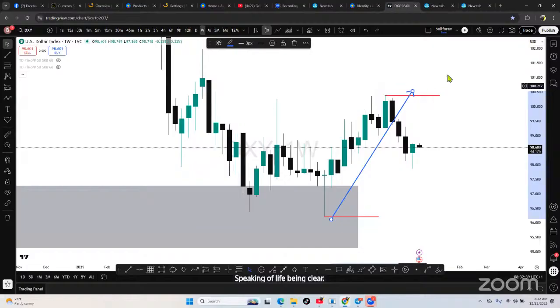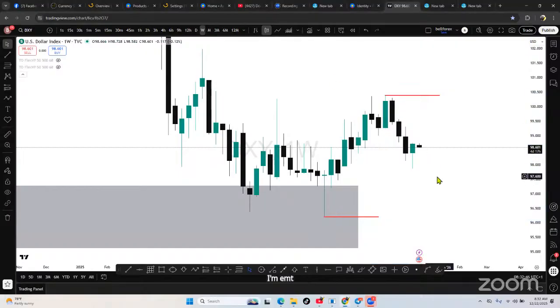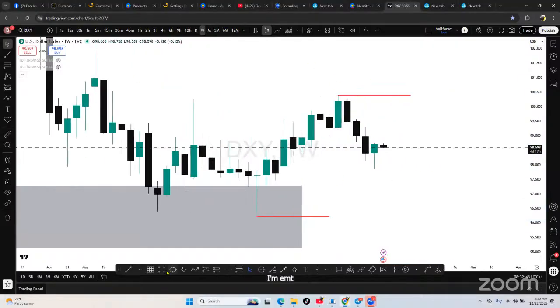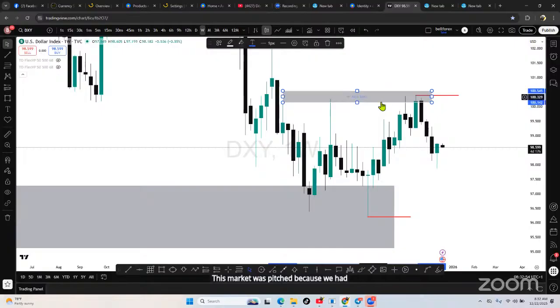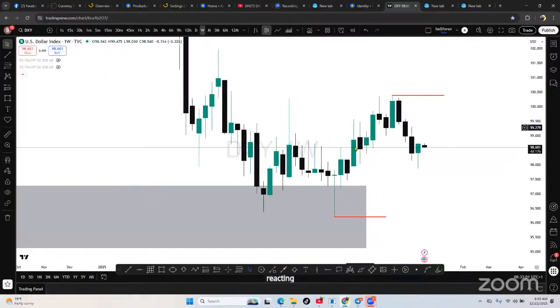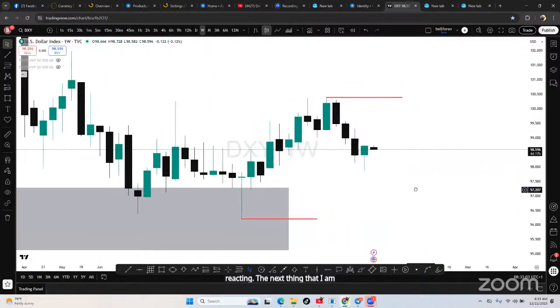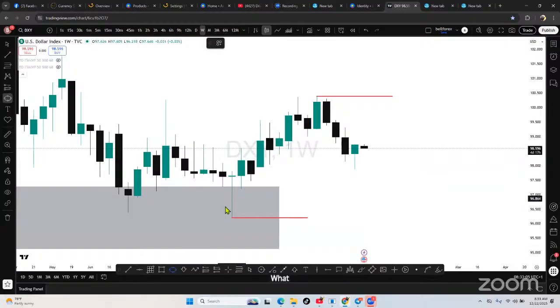Maintenant, en même temps, cette réaction a été poussée par le marché. This market was pushed because we had a local support structure here. It was quite normal for us to see this local support structure reacting. The next thing that I'm going to be checking is what is going to be attracting a pullback.